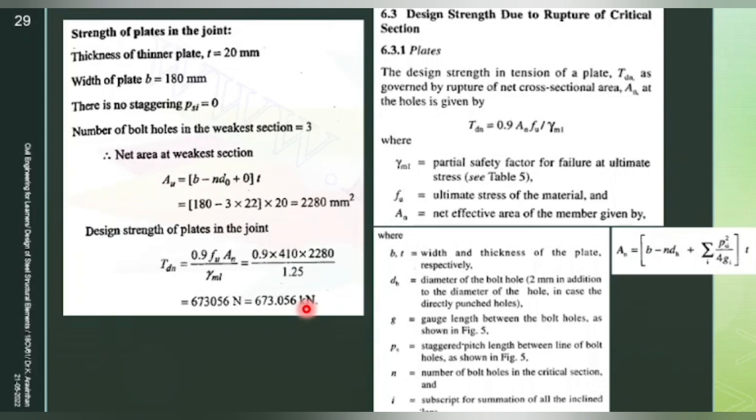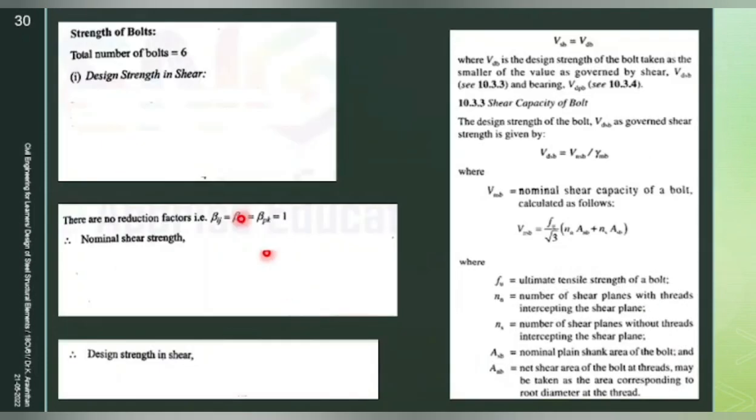If you go beyond 673, that is, if you apply 680 kilonewton, the plate will break. What is the other component? The bolt. So you should check how much force the bolt can carry. Okay, now what is your formula for the strength of the bolt?